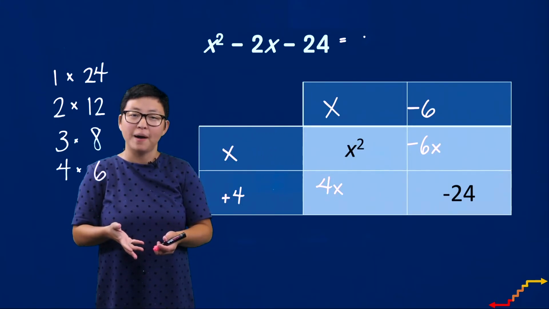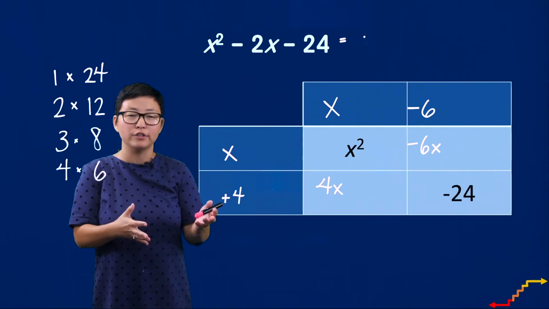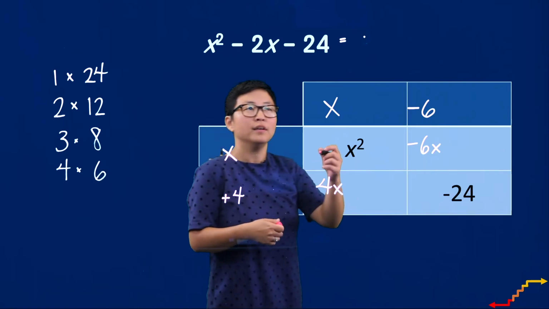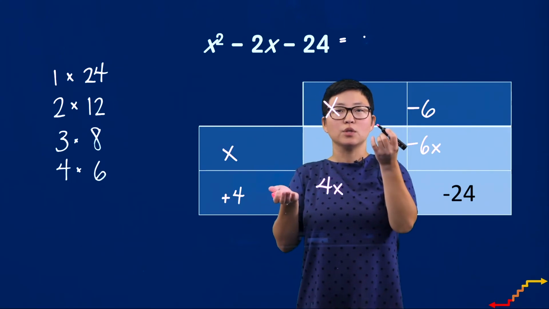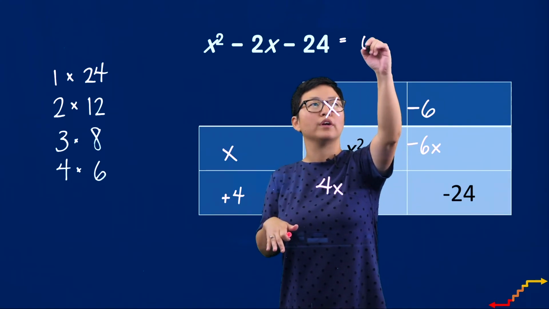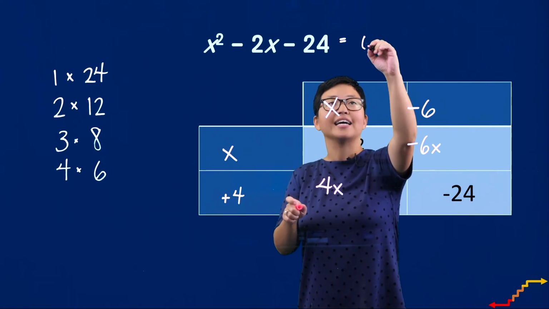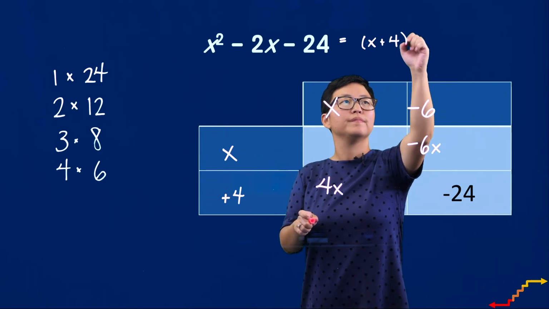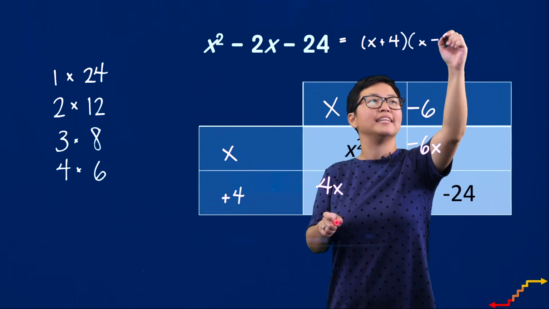Once you've finished using the box method, you can now rewrite the factors in more standard form. So you have the expression x squared minus 2x minus 24 equals, let's see, x plus 4 times x minus 6.